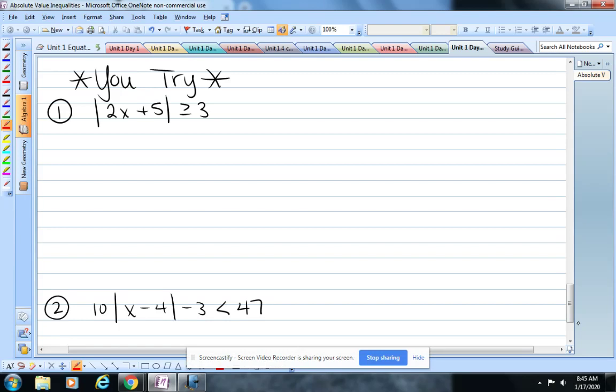All right, everyone, please look up here. Number 1, are the bars by themselves? Yes. So is this one an and or an or? Or, because it says greater than or equal to. So you say 2x plus 5, and then what? Change it. So this is going to be less than or equal to. It's froze. Sorry, y'all.